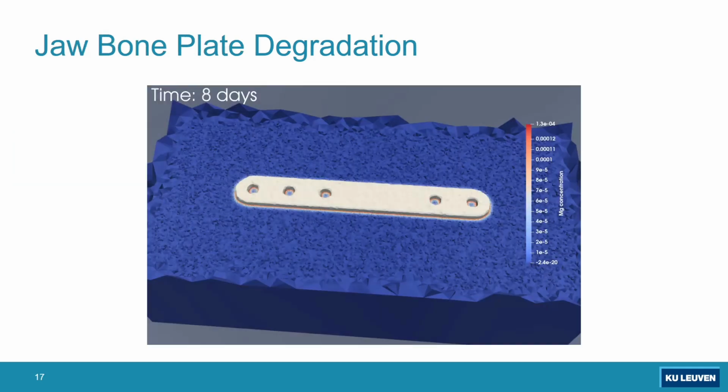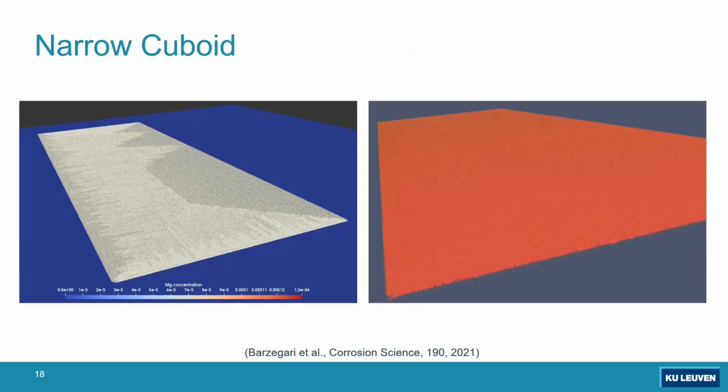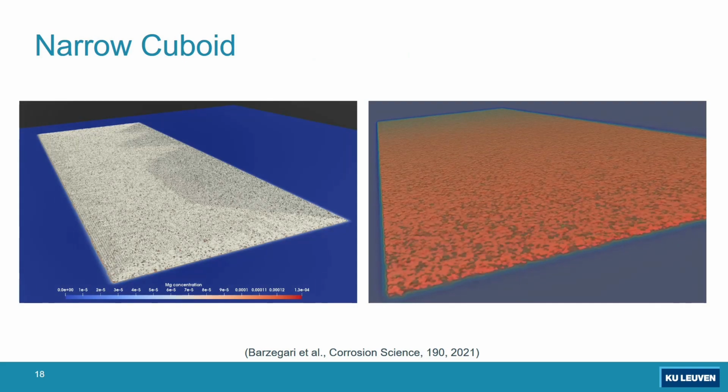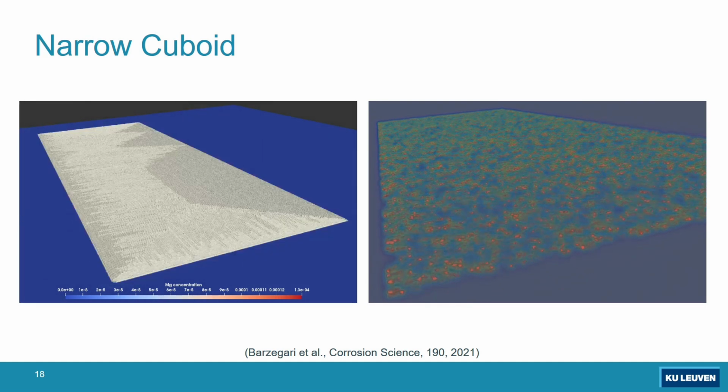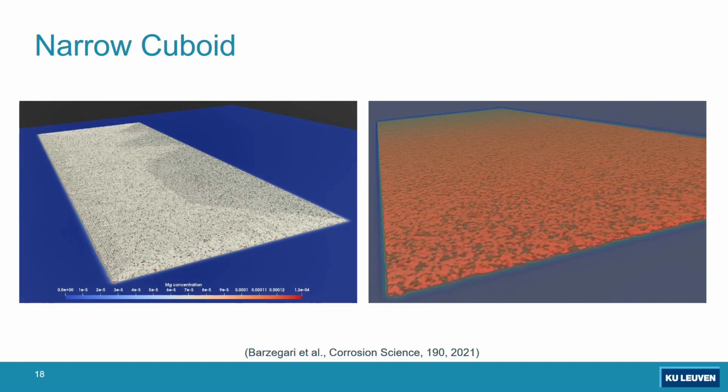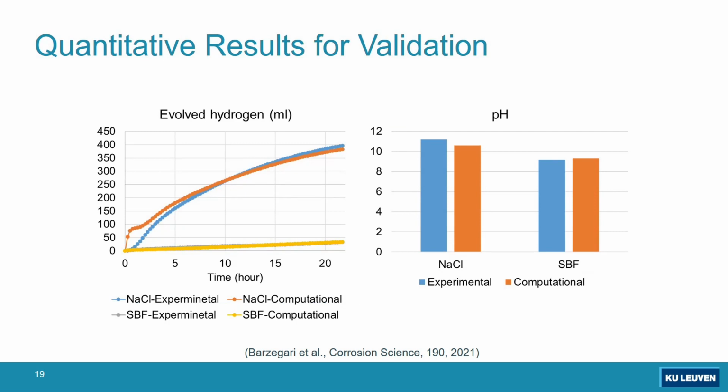And this is for a jawbone plate, for degradable mandible plate implants. As I said, this is how the material releases and how the implant starts to degrade. And also a narrow cuboid that we use to validate the model from a set of corrosion immersion tests for magnesium. These are actually the same results, post-processed in two different ways. And also quantitative results, the change of pH and the formation of hydrogen side products, which we use to validate the model and also to perform parameter estimation. As you can see, there is good agreement between the experimental results and computational predictions.